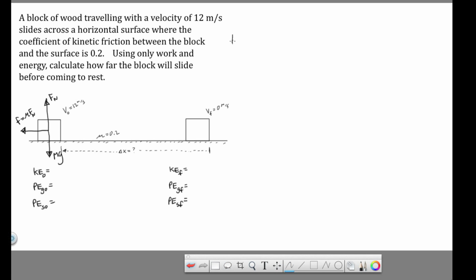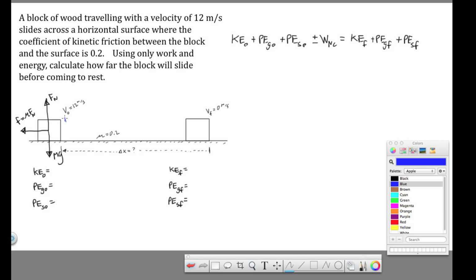So our master equation is kinetic initial plus potential of gravity initial plus potential of spring initial plus or minus any work non-conservative equals kinetic final plus potential of gravity final plus potential of spring final. All right, so looking at this situation, the block starts with kinetic energy. So let's put that in blue.